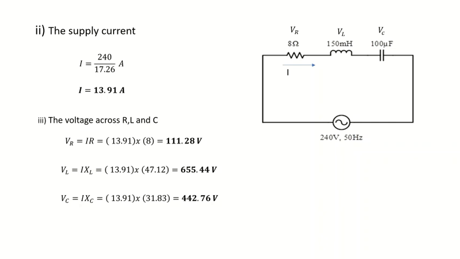So V_C is I times X_C. The same I here, since they are in series: 13.91 times your X_C at 31.83. So the voltage across your capacitor is 442.79 volt.